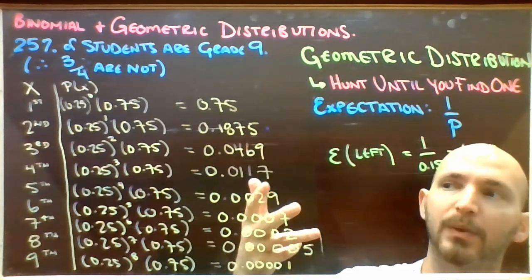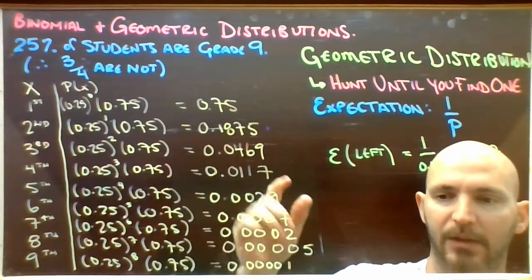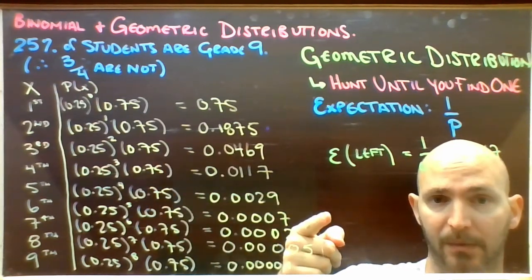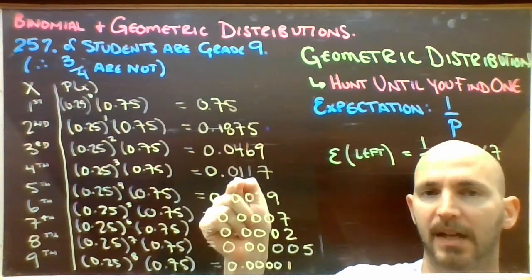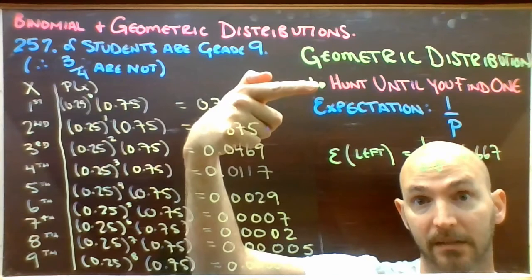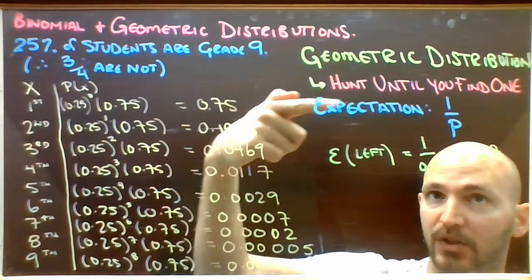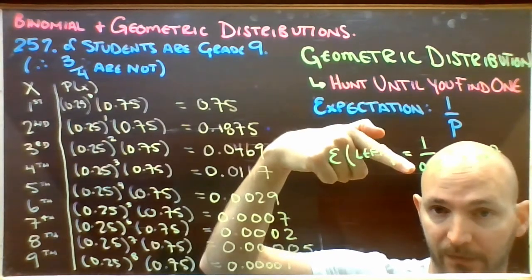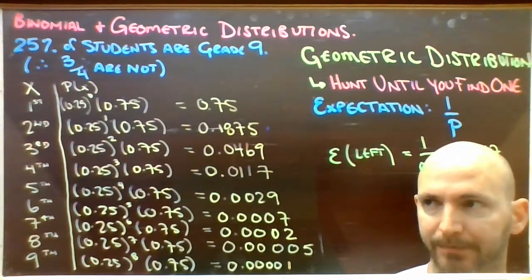If you were going through a room of random people, and you ask them, are you left-handed? Yes or no. Are you left-handed? Yes or no. And you keep going until you find someone who's left-handed. That's hunting until you find one. And you would expect to ask 1 over 15%, which is 6.667 people, before you found one.